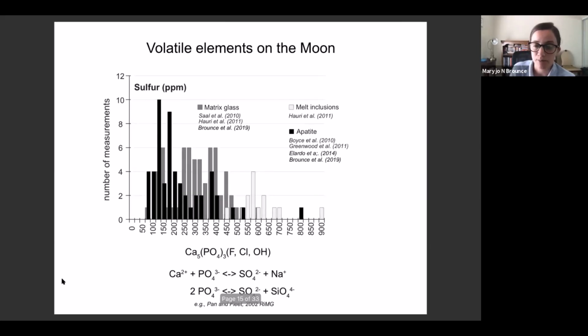Why is this a puzzle? This is a puzzle because apatite is a phosphate mineral. I'm showing you the mineral formula here. And based off of our study of rocks from Earth, we expect sulfur to partition into apatite as the sulfate anionic group, sulfur 6+, in a coupled substitution either with sodium or the silica tetrahedron.